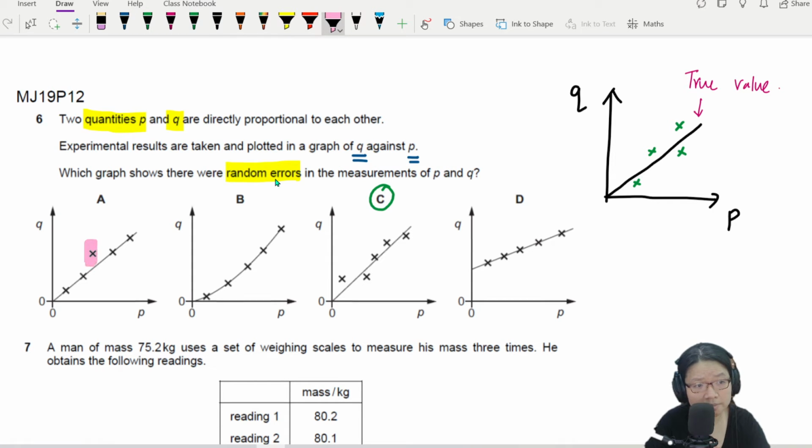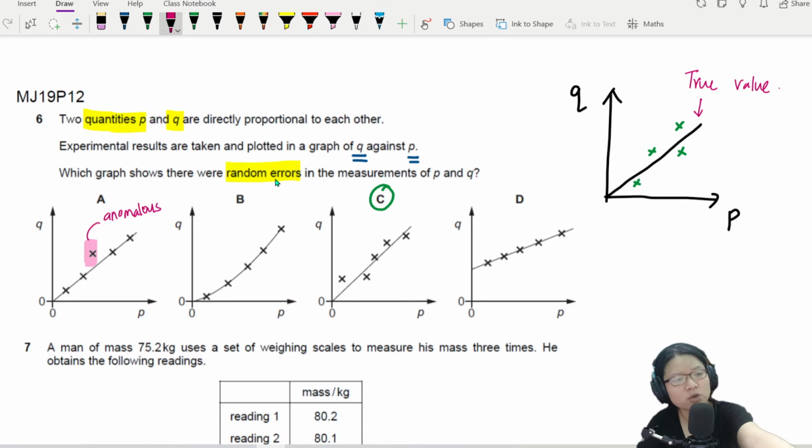This one is an anomalous reading. Anomalous means for no reason. Suddenly got this point here. Are you lost? Go home, point. So this anomalous point normally is due to human error. Is it random? Yeah, it's fairly random, but it's not everything random. So this is an anomalous point. We normally will classify it as random error, but this is just human error.